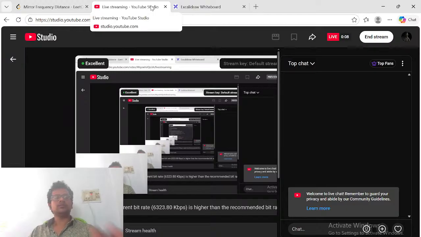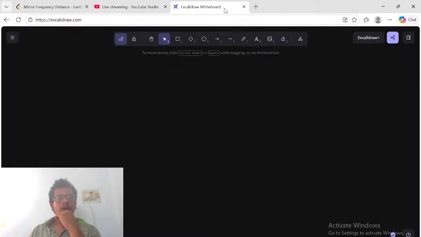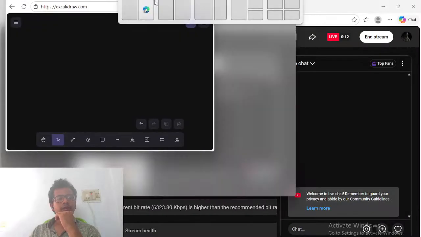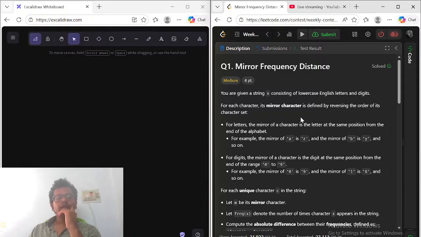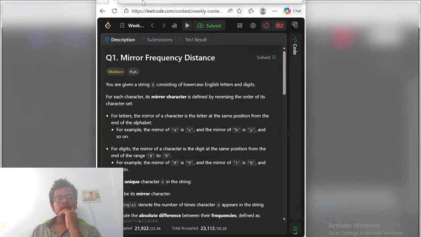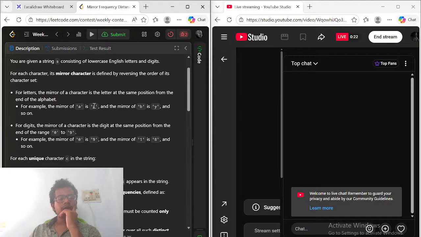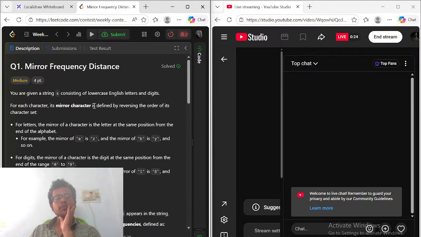Hello everyone. Let us now discuss how we can solve this problem. Today's LeetCode Weekly Contest 496. If you see here, let me drag this: Mirror Frequency Distance. This is the first problem, right?